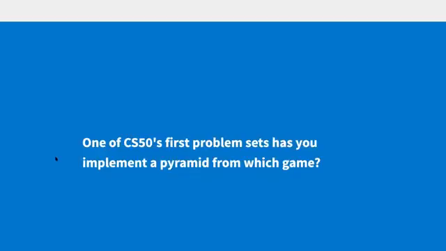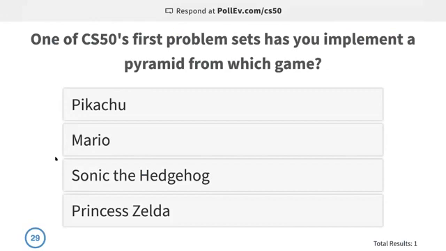So the first real CS50 question then is, one of CS50's first problem sets has you implement a pyramid from what game? Your options are Pikachu, Mario, Sonic the Hedgehog, Princess Zelda. 30 seconds to answer this question. One of CS50's first problem sets has you implement a pyramid from which game? If you've not taken CS50 before, we call our homework assignments or programming assignments problem sets in Harvard parlance. And indeed, one of the very first ones has you implement a game.